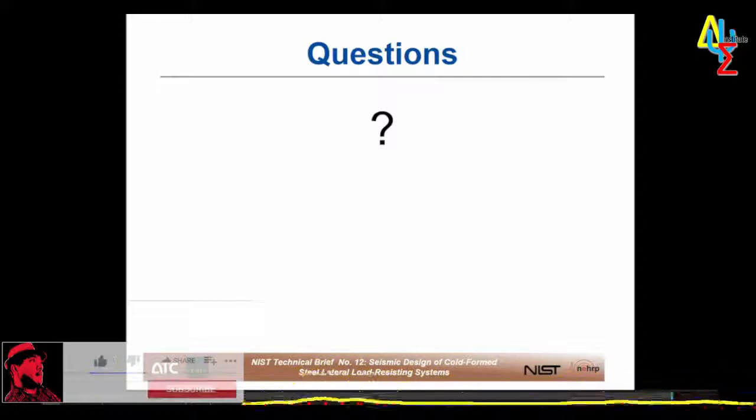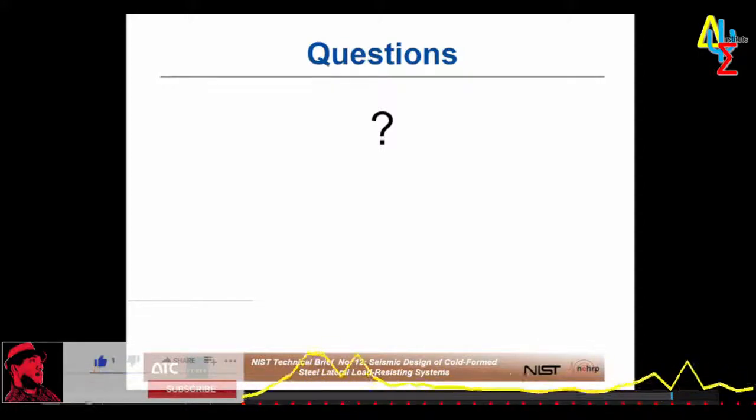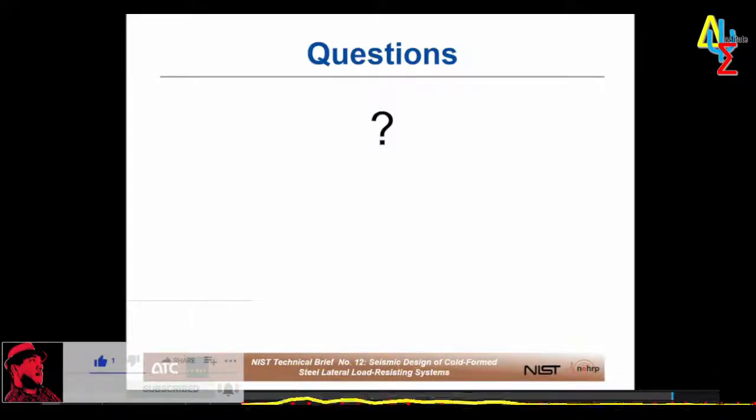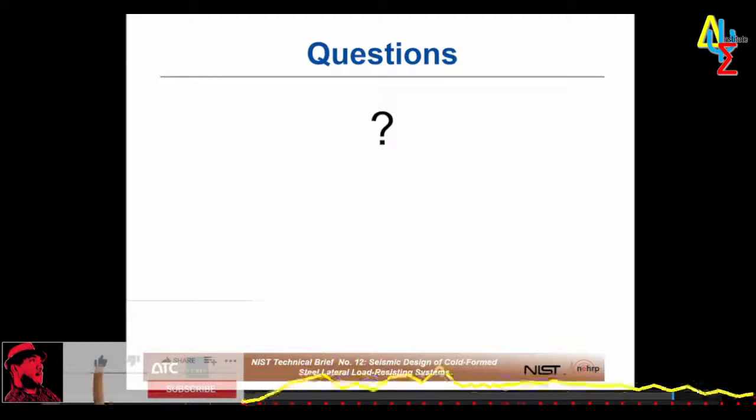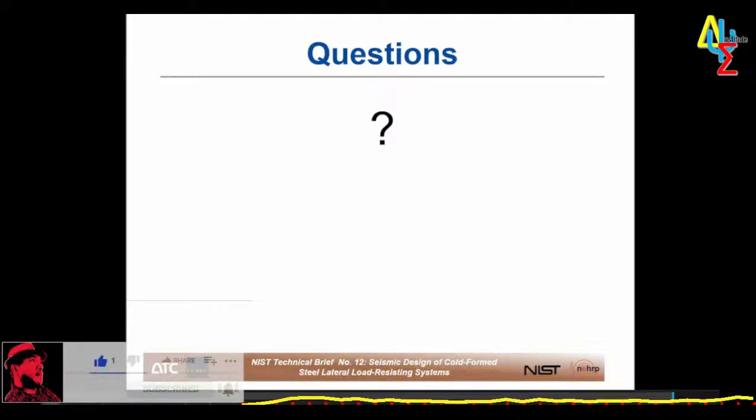I would pay particular attention to system stability, right? So either a rigorous second order analysis or very detailed B1, B2 analysis of those columns to make sure that you don't end up with secondary moments that become unmanageable and lead to system instability.